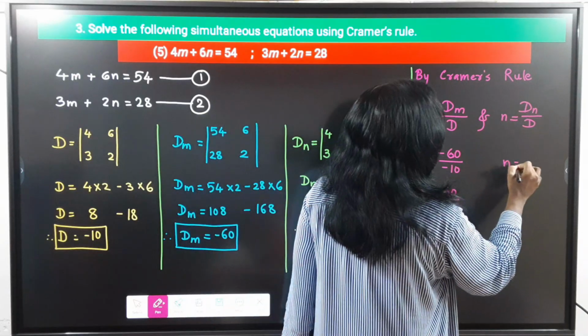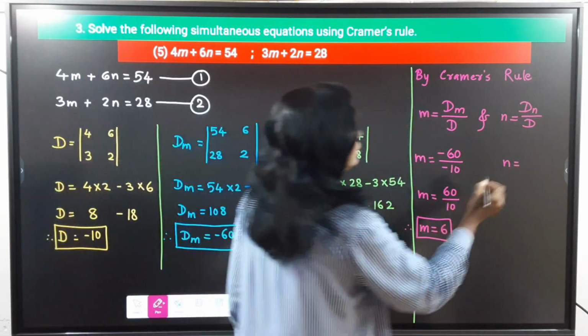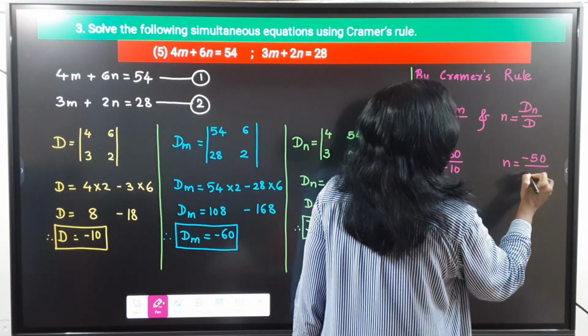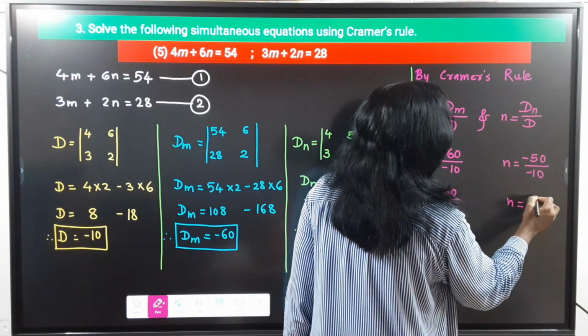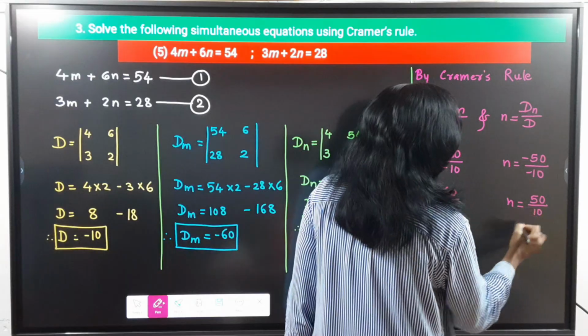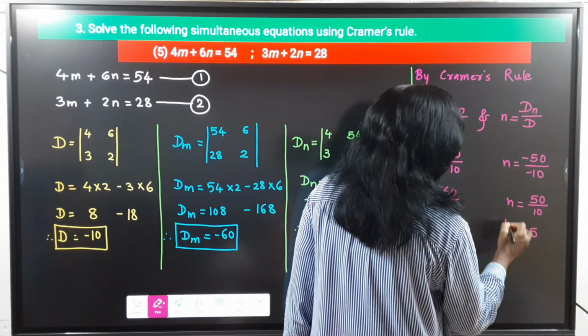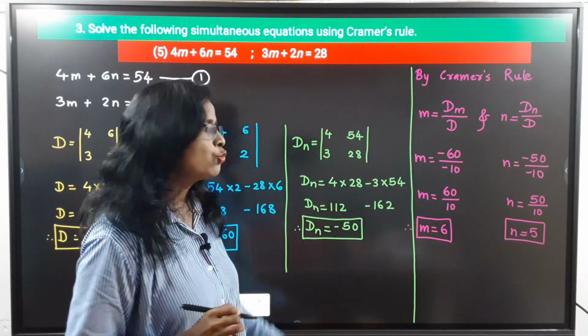And here n is equal to minus 50 upon minus 10. Therefore n is equal to 50 upon 10. Therefore n is equal to 5, since 10 fives are 50.